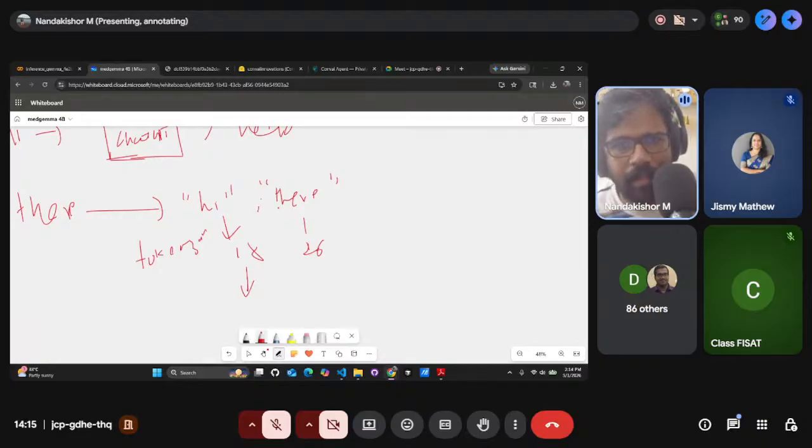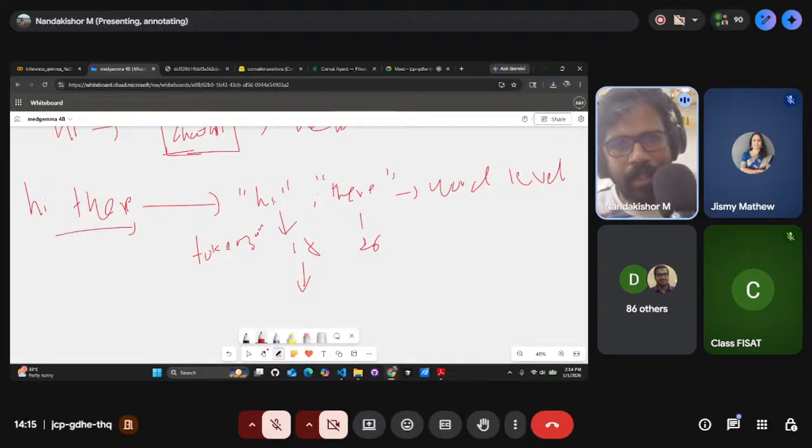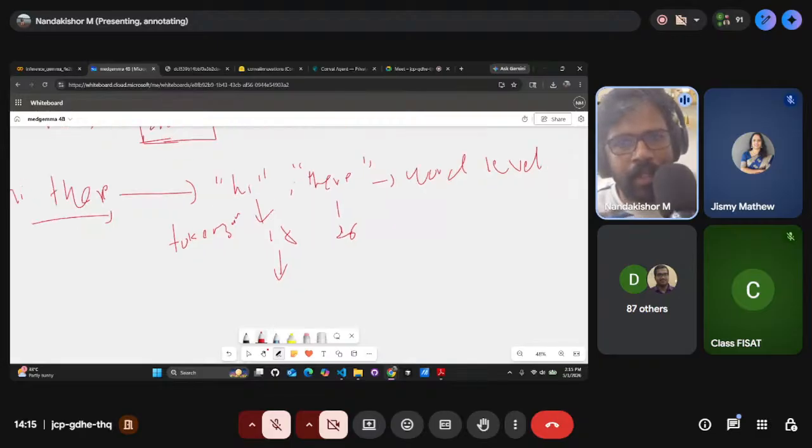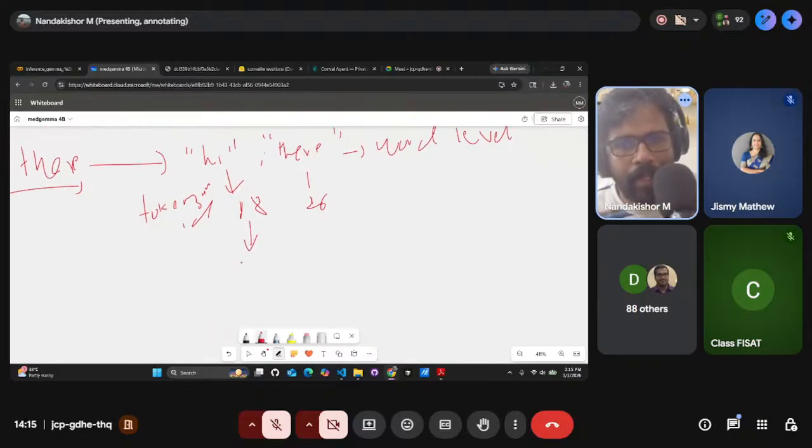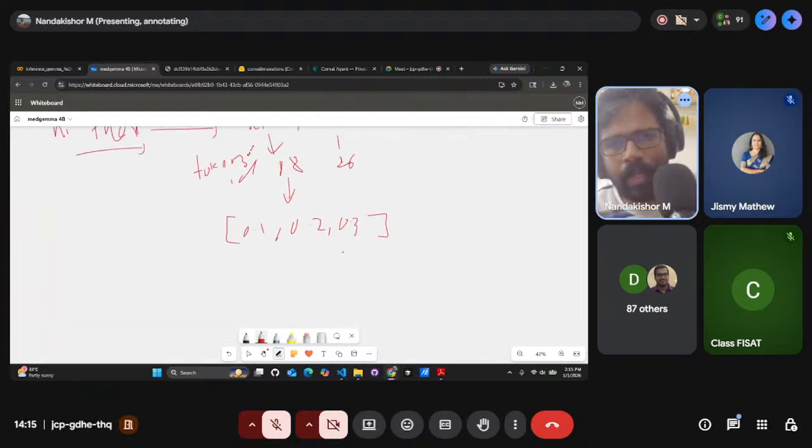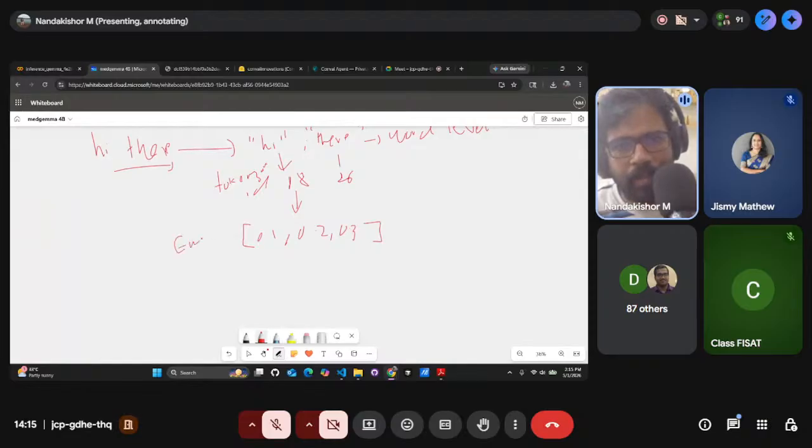This is one of the simplest examples, word level tokenization, that is, splitting the sentences into individual words. So "hi there." "Hi" is assigned a number called a token ID, or TID. This will be converted to what we call an embedding, or a vector. This 18 will be converted to say 0.1, 0.2, 0.3. This is what we call an embedding layer.